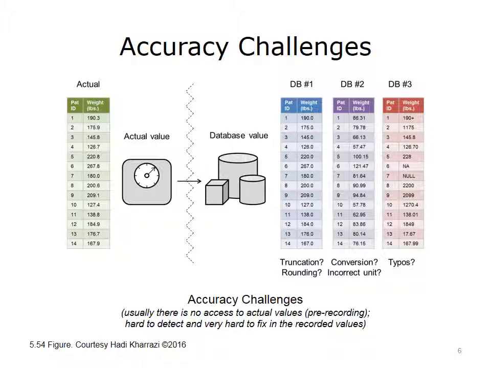For example, it seems that values in database 1 are somehow rounded or truncated, while values in database 2 are converted to a different unit without adjusting the unit. And values in database 3 have a series of errors, including typos.